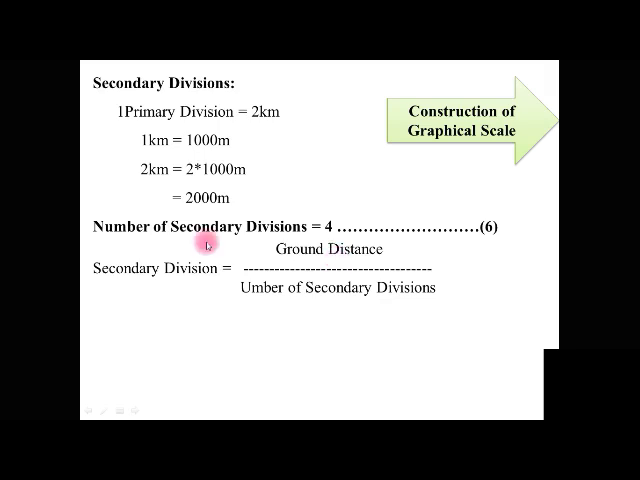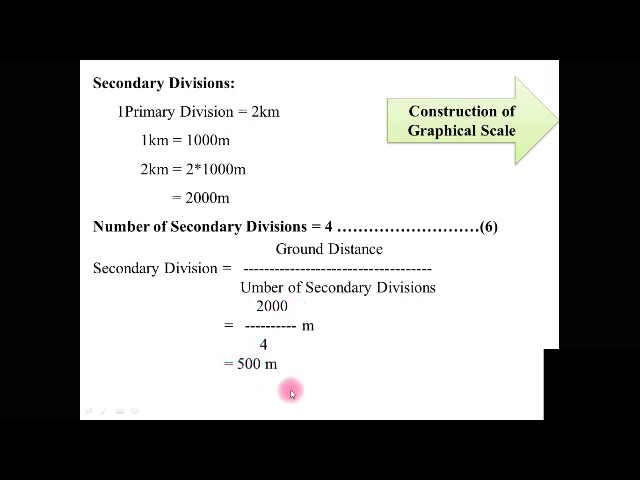So now, as in the previous case, I have to find out, if the ground distance of one primary division is 2000 meter, what would be the ground distance of one secondary division? So this equation will help us. Put the figures: the ground distance in this case is 2000 meter, and the number of secondary divisions is 4, and if you calculate it, it will show the answer 500 meter.